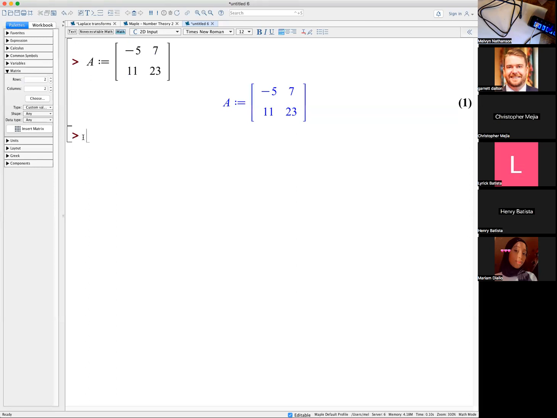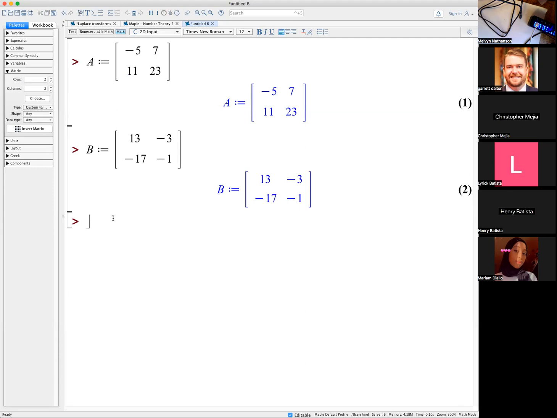Let me insert another 2 by 2 matrix. B. Let's say this matrix is 13, minus 3, minus 17, minus 1. These are really just matrices I'm just making up at the moment. That's the matrix B.